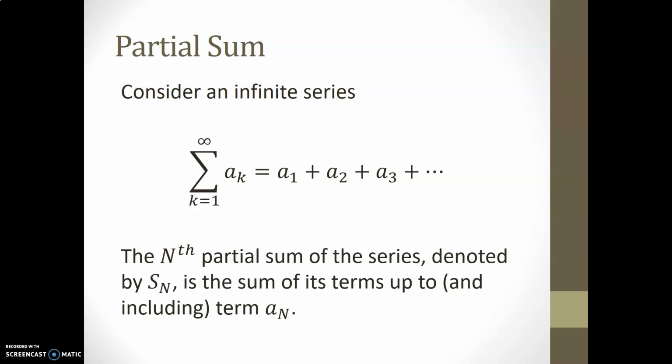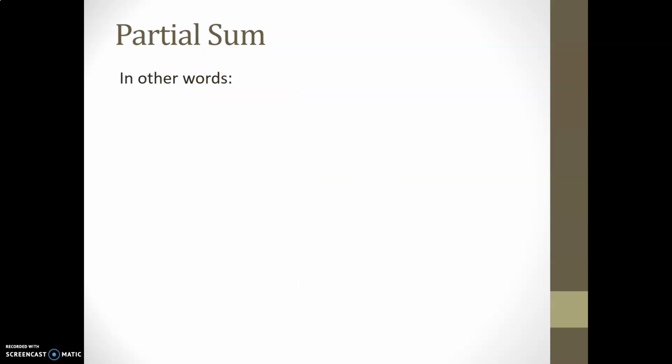What we call the nth partial sum of the series, that we denote by S_n, is the sum of the terms up to and including the term a_n. In other words, S_1 would be the sum of the terms if we stop with an upper bound of 1. So basically this would only be one term called a_1.